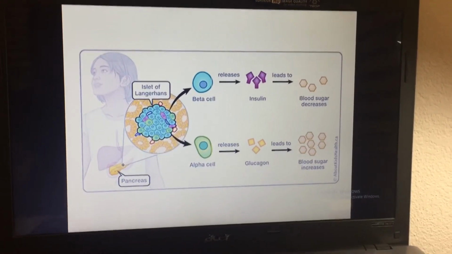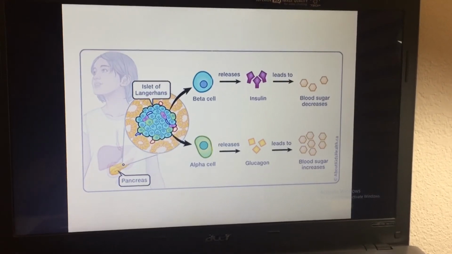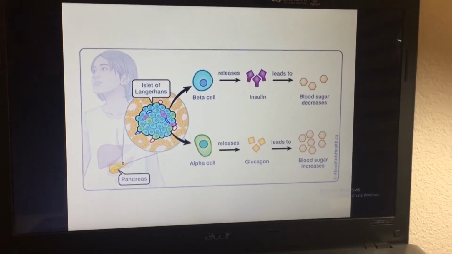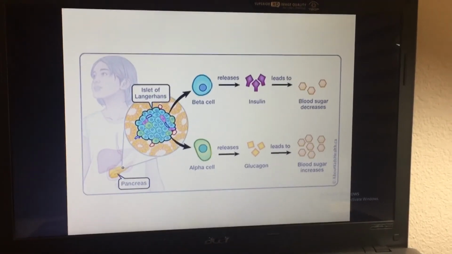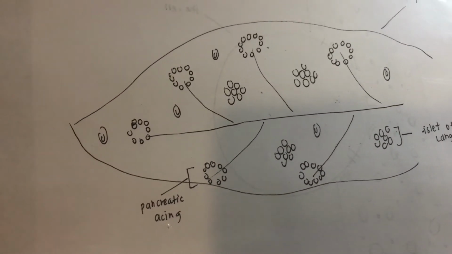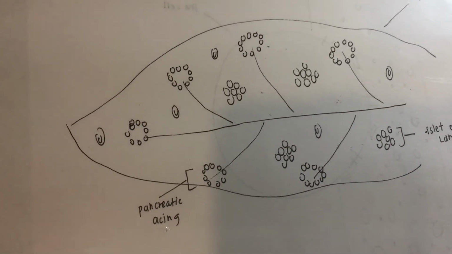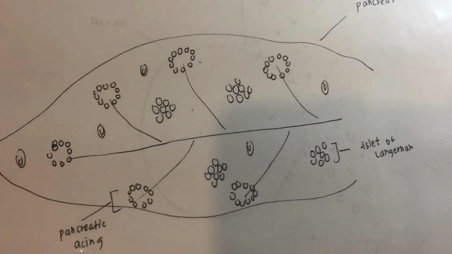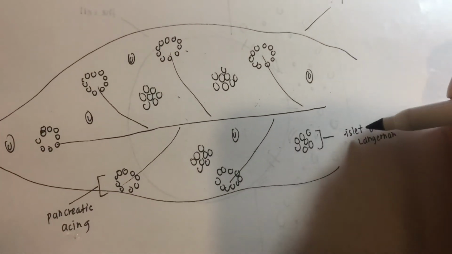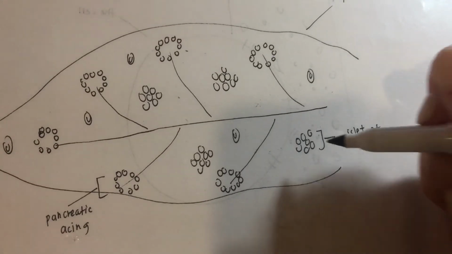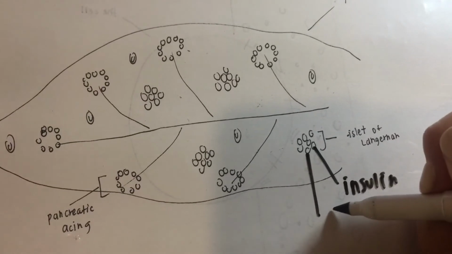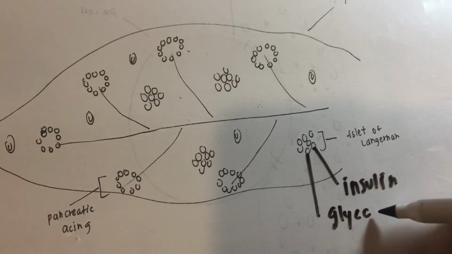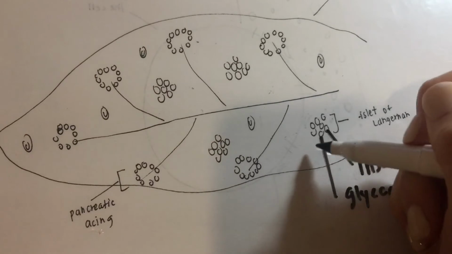Okay, so this is the islet of Langerhans, the diagram of it. So let's learn a little bit more about the beta cells and the alpha cells. As you can see in the diagram, this is the islet of Langerhans. They consist of insulin hormones, glucagon, and delta cells.